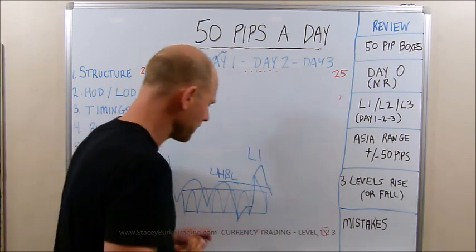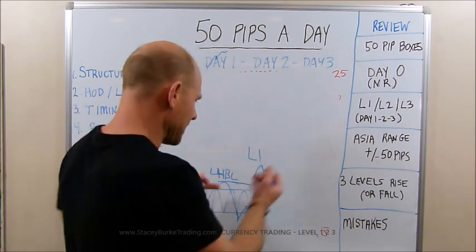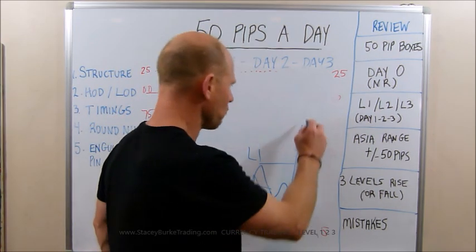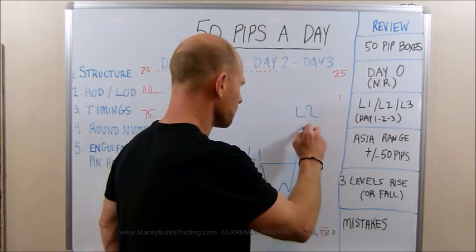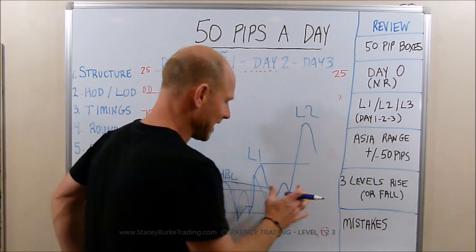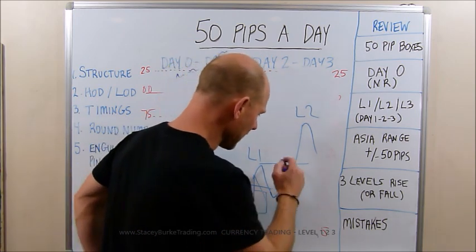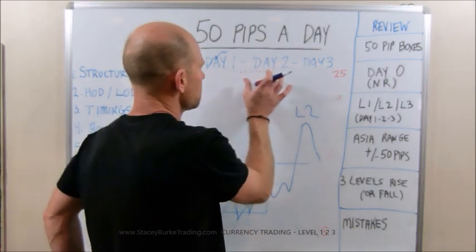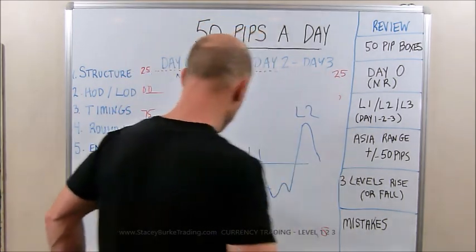That can happen all in one day. It may happen the next day. So we have level 1, and then the break of level 1 will be level 2, and that could be again the same day. We could have level 1 and level 2 in the same day, but typically day 1 to me is Monday, Tuesday day 2, day 3 Wednesday.